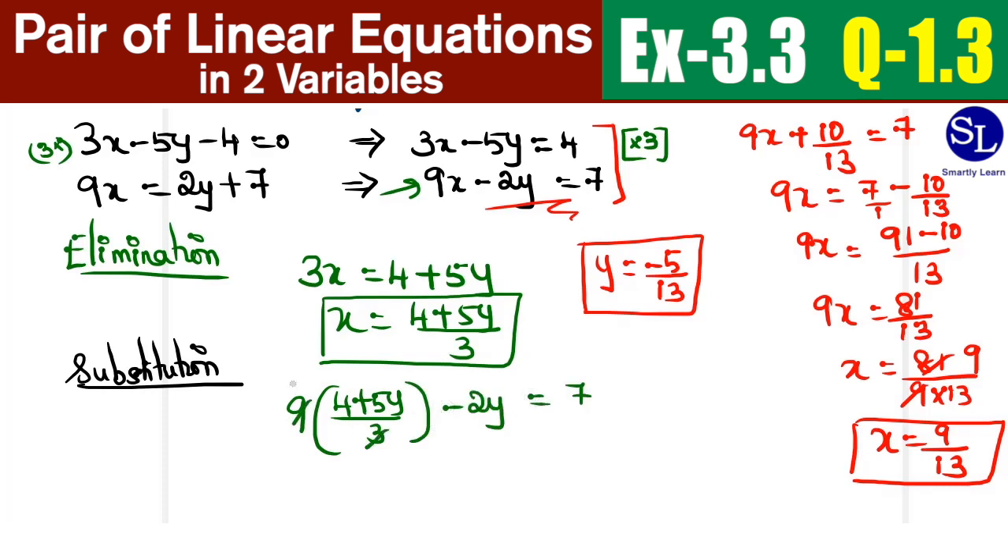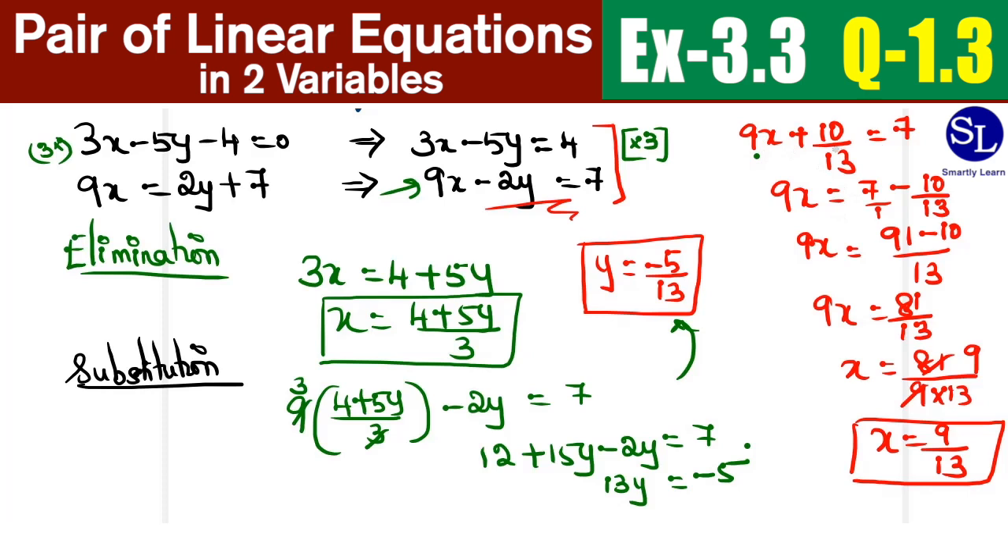This 3 I can cancel with this 9, making it 3. So 4 3s are 12 plus 15y minus 2y is equal to 7. So this is going to be 15y minus 2y, which is 13y, is equal to 7 minus 12, which is minus 5. So y is going to be equal to minus 5 by 13. So you don't need to calculate the x once again, but because they asked for the substitution method, do it once again, but you're going to get the same answer or the same steps again.